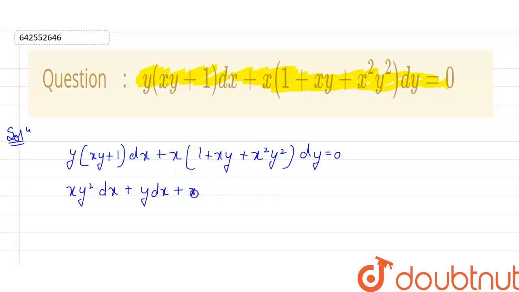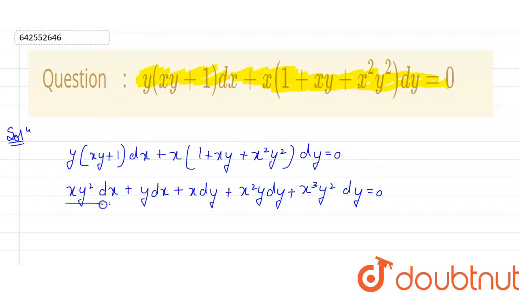So I can write this as x dy, plus, this part will become x²y dy, and the last one will be x³y² dy, equals 0.